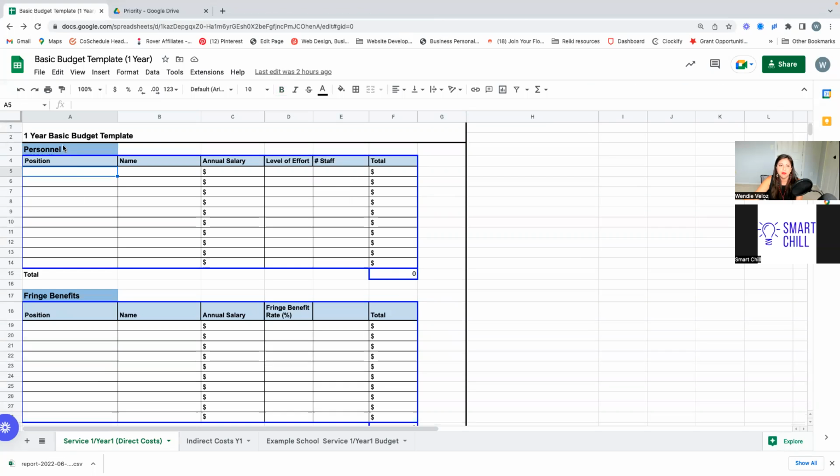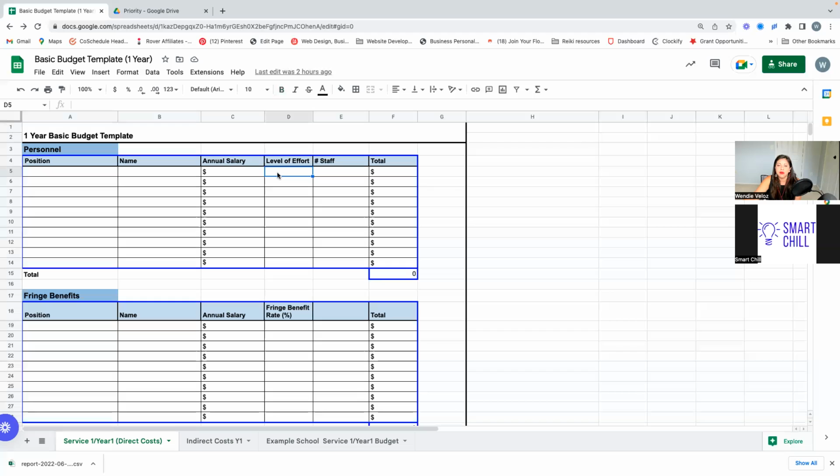So this template starts with your personnel, and you're going to put the type of person that you're hiring. So if that is a coordinator or a project director, or yourself as a solopreneur, that is the person's position. Who is actually occupying that is the name of the person. Their annual salary is how much you would pay this person every year. And if this is something where it's an hourly rate, you can figure that out as well.